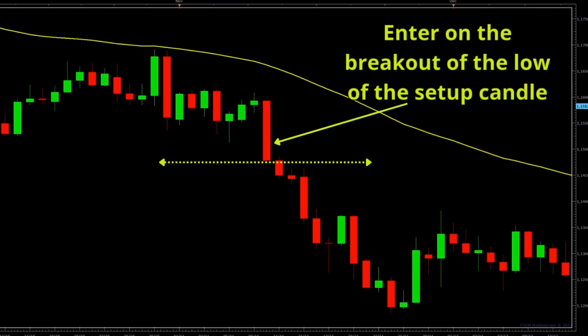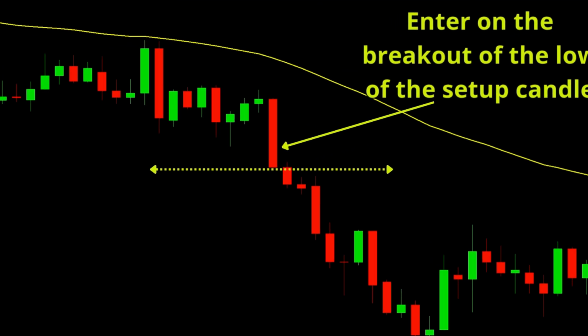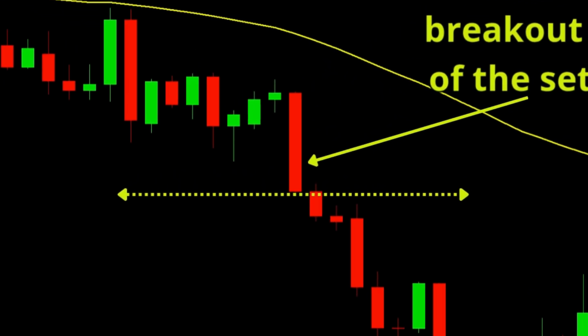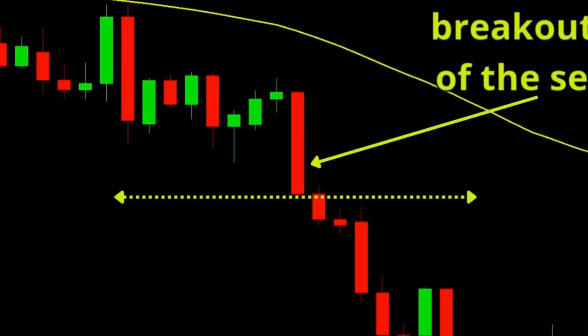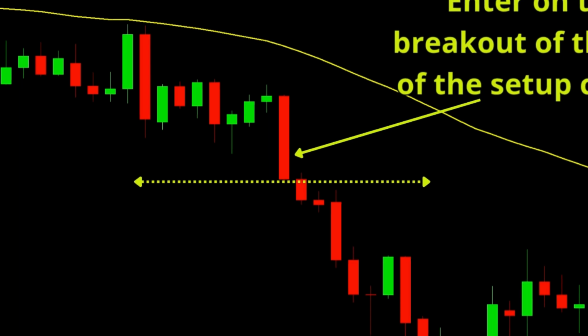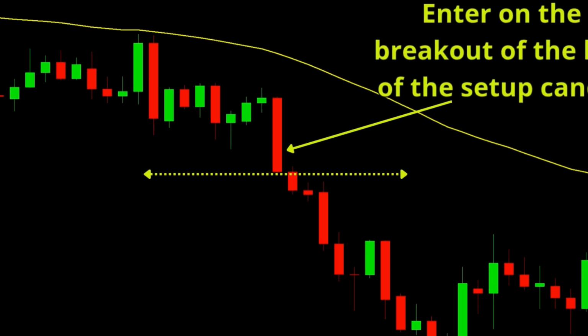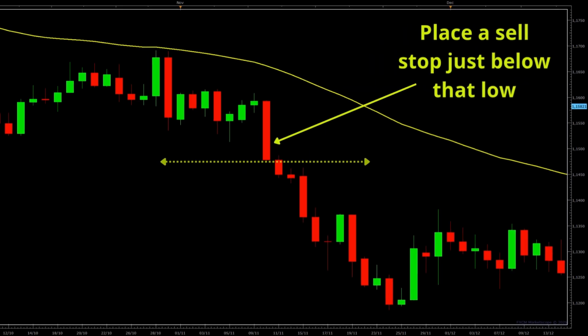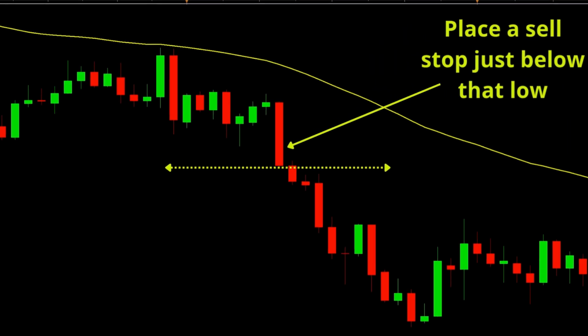This visual shows the confirmation entry in action. The dotted line indicates the low of the setup candle. Your sell stop order is placed just below this line. Waiting for the market to move past this point ensures you are trading with confirmed momentum and avoid the risk of a false breakout. The stop-loss placement remains simple and logical.